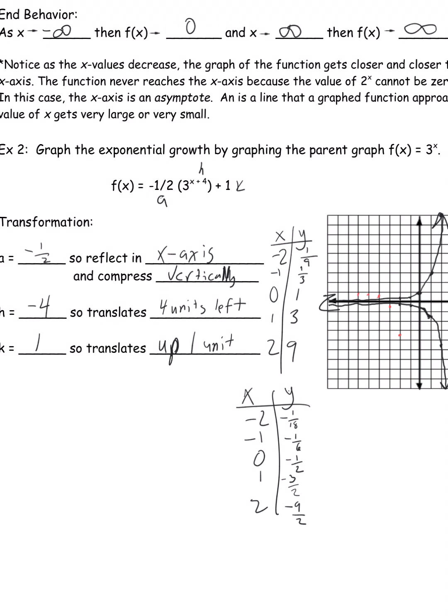Okay, so now it looks like that. And that red line is our final graph, that negative 1/2, 3 to the x plus 4 plus 1.